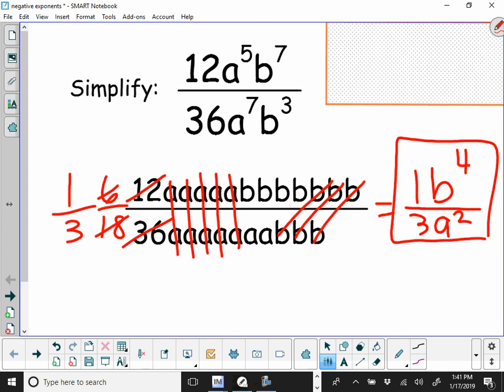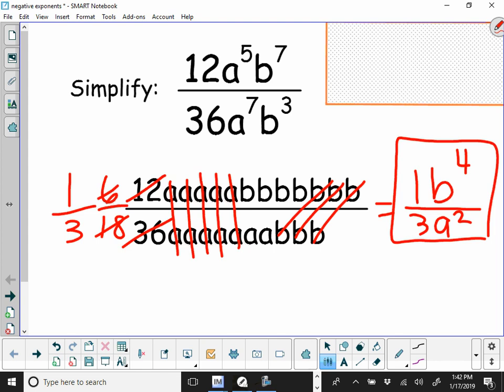Now, is there a better way to do that, a shorter way without writing them out all the time? Look at the problem and look at the answer. How could I have gotten b to the 4th? Subtract 7 minus 3. What's our rule with exponents when we divide? You subtract them. I did the same thing.